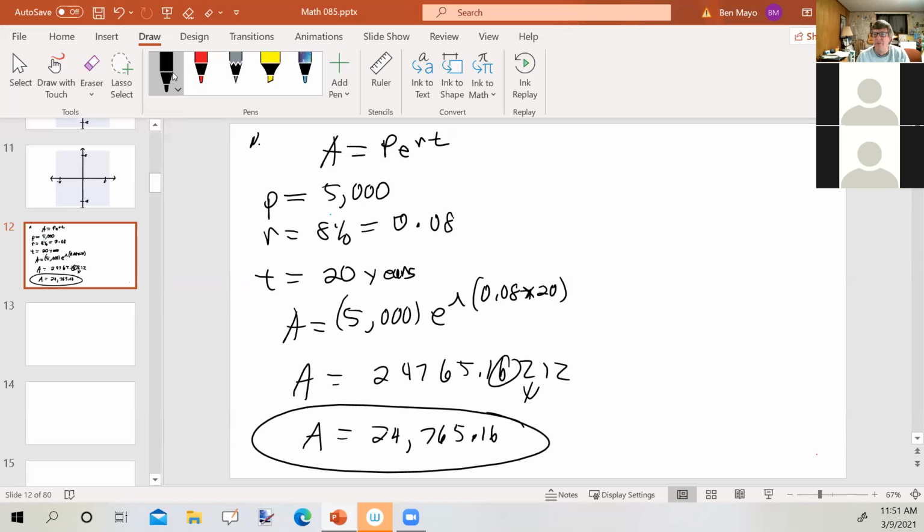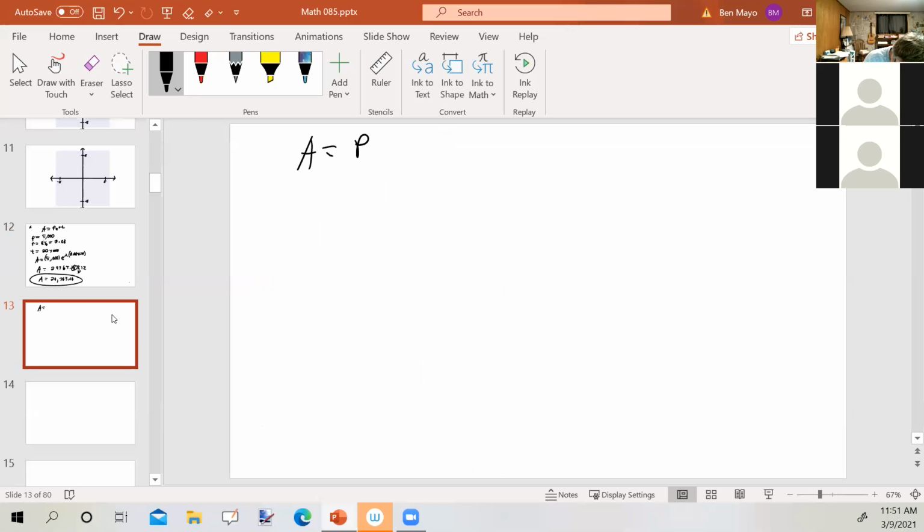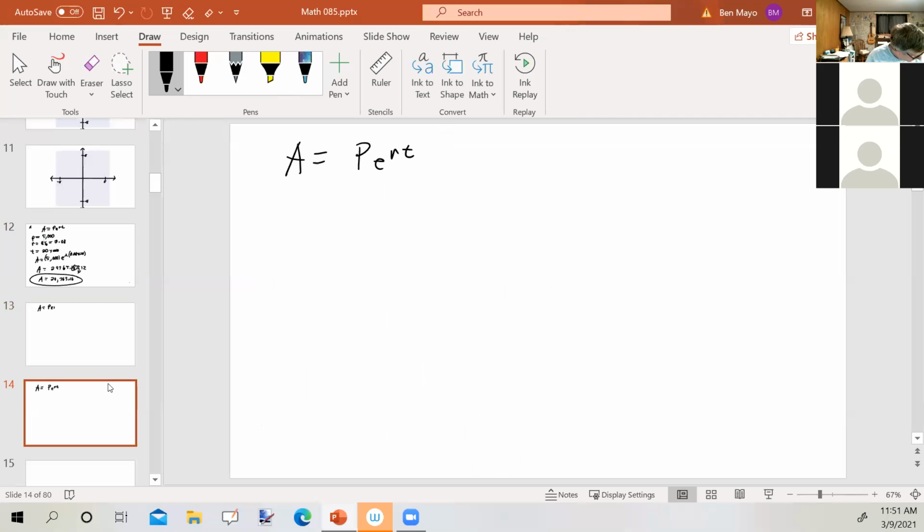Any questions about that situation? So I'm just plugging numbers into the formula. No. Let's take a look at another one. So we use again A equals P times e to the RT. Now we have P equals 15,895, R equals -2%, which would be -0.02, and T equals 16 years.